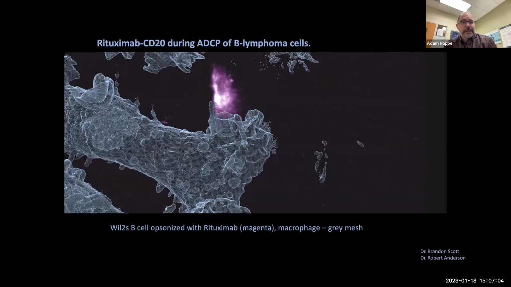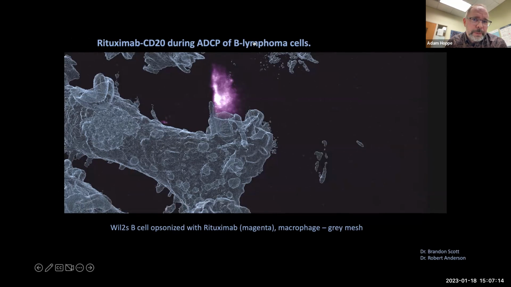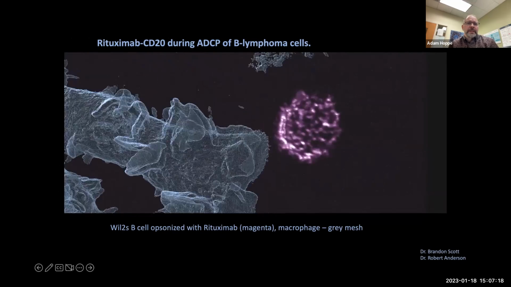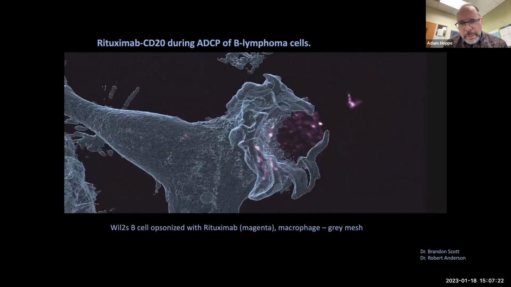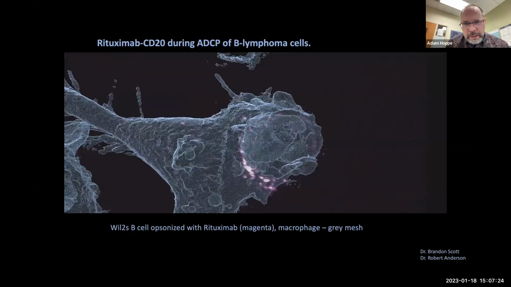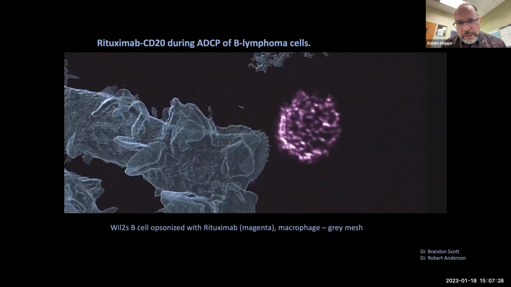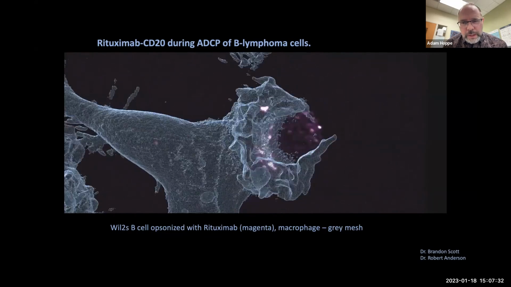Okay, so what does this look like? Now you get to see the cool movie. Here's this macrophage with this mesh, and what you're going to observe now is a B lymphoma cell dropping into the field of view and being engaged by that macrophage. So that is the antibody in magenta clustering at the interface, and then large-scale actin rearrangements leading to the construction of the phagosome and the engulfment of that lymphoma cell.